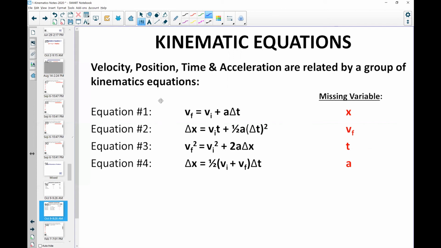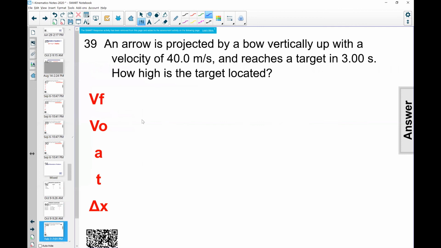Okay, so I'll help you walk through that logic on this first one, then have you solve it, and I'll have you try 2 on your own. So let's look at this next question. An arrow is projected by a bow vertically upward with a velocity of 40 meters per second and reaches a target in 3 seconds. How high is the target located?